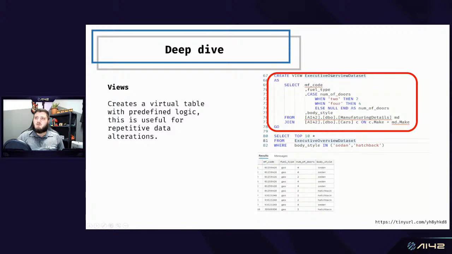Once you've created this view, you only have to do this once. From that point forward, this is seen in SQL as a table. So if you query this virtual table, I ask it to return the top 10 records from this table where body style, which I've also returned, isn't sedan or hatchback. There you can see it changed my number of doors already to numeric, and it returned the other data as and how I requested it to be.